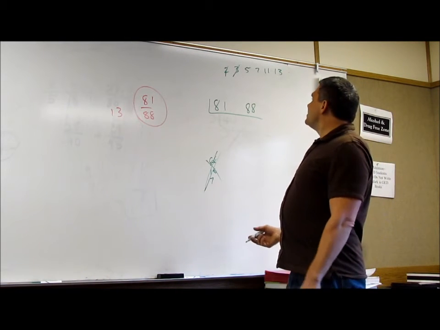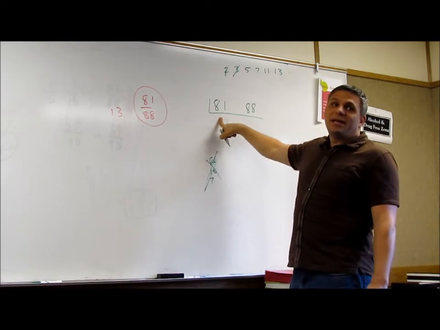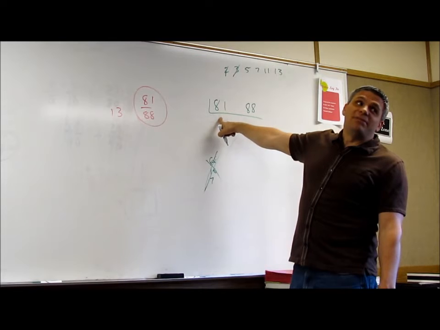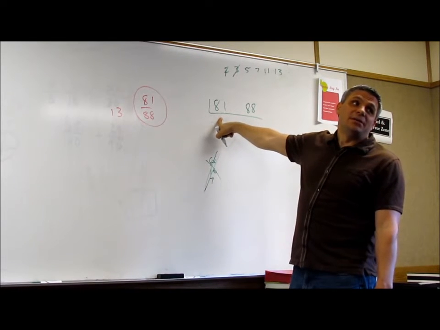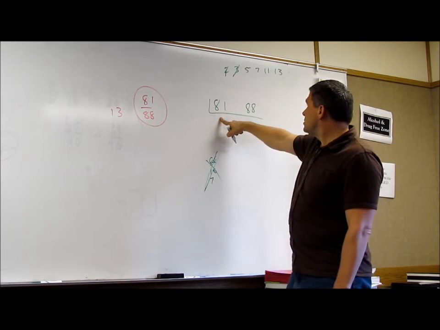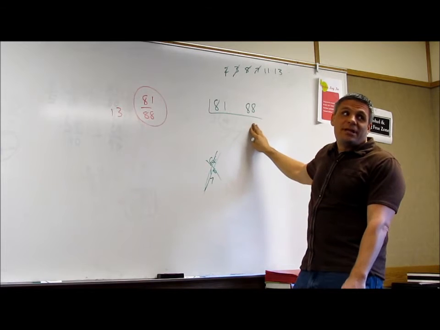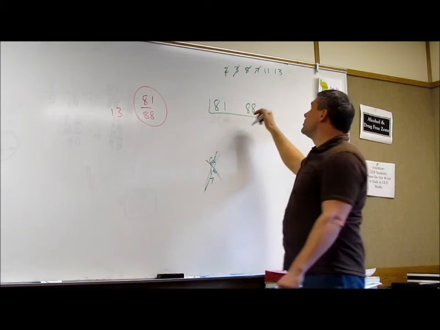So I know that 7 times 11 is 77, right? And 77 isn't 7 away from 81, is it? So I know 7 isn't going to work. Okay? So I'm at 11. 88 works for 11, but 81 doesn't work for 11.